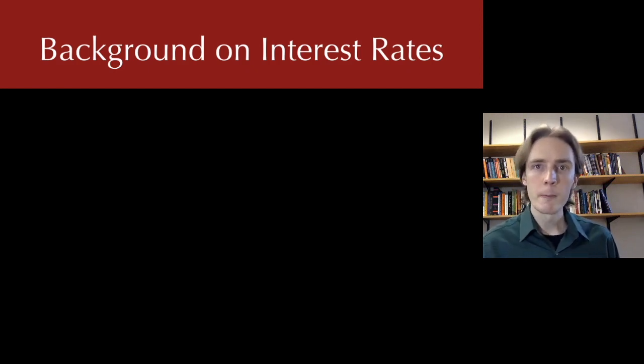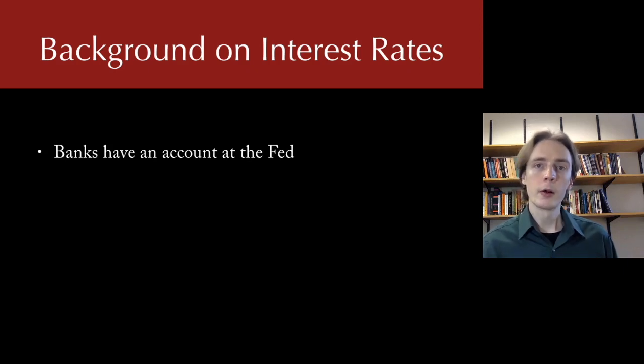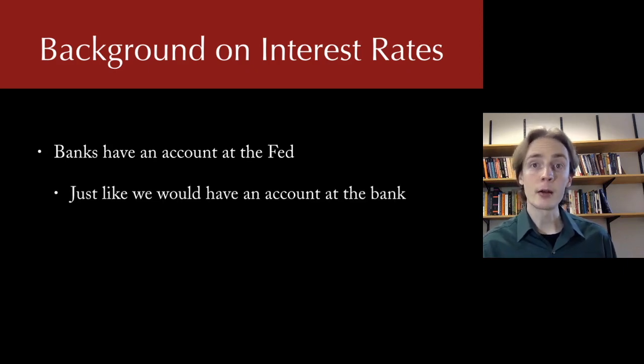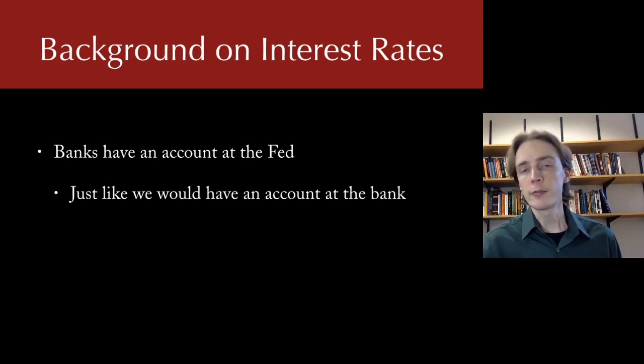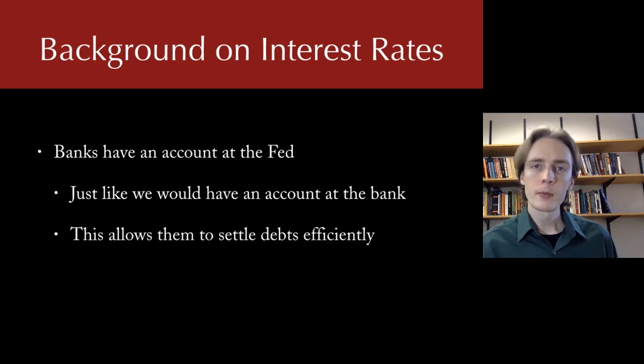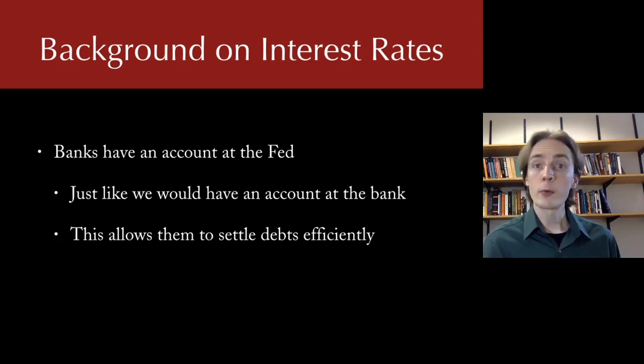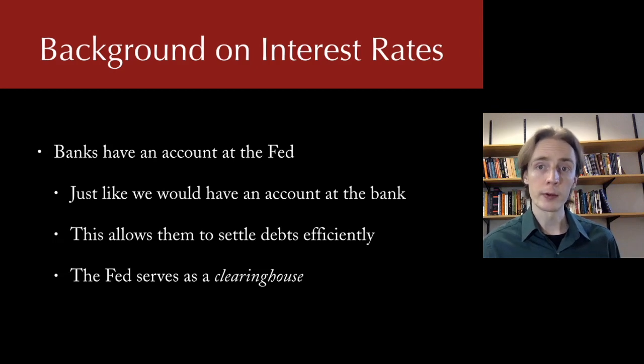So stepping back here, think about your account at your bank. You have some amount of money at the bank, and you hold that in terms of the bank's promises to pay to you. Banks have a similar sort of arrangement at the central bank, at the Federal Reserve. Right? So just like you or I have an account at our bank, banks have an account at the Fed. And sometimes it's called the banker's bank for that reason. And the reason for this is that it allows banks to settle debts among each other efficiently. Or in other words, the Fed acts as a clearinghouse.